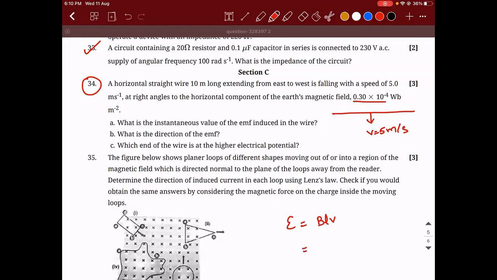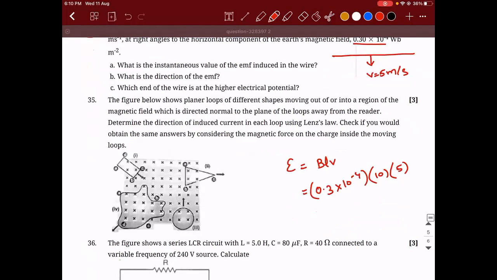Right. So B is how much? 0.3 into 10 power minus 4, into length is 10, into V is 5. So it will be 50 into 0.3, 50 into 0.3 is 15. So 15 into 10 power minus 4 volt.